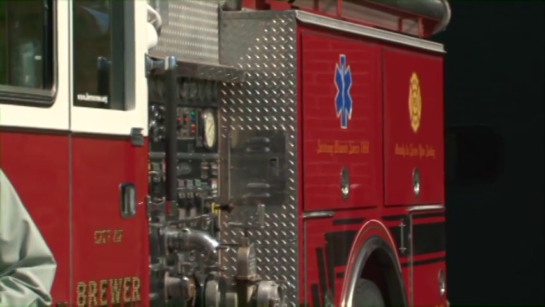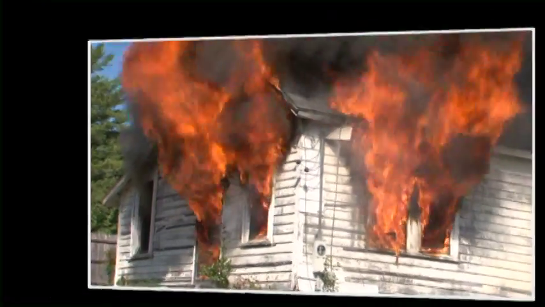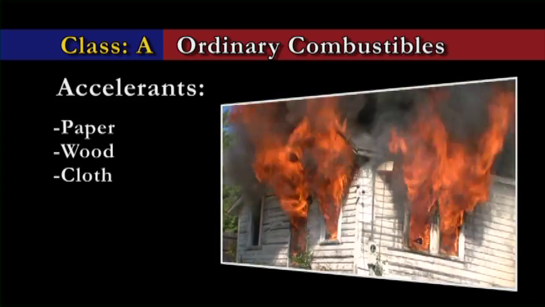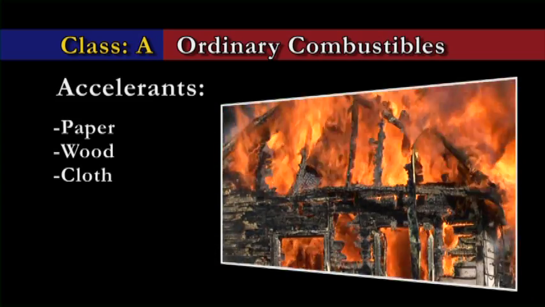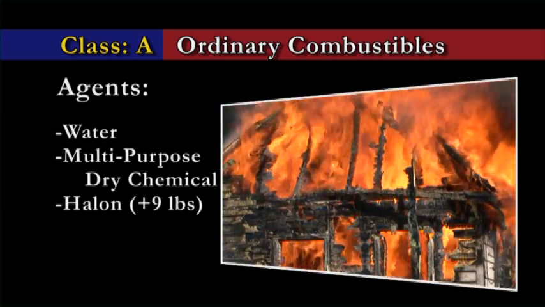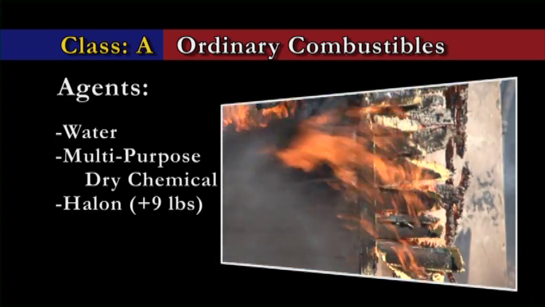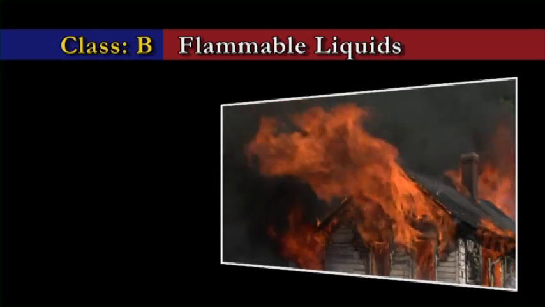Okay, now that we've roughly looked at the types of fires, let's take a closer look at each one and discuss the agents used to extinguish each. We'll start with Class A, ordinary combustibles. This includes things like paper, wood, and cloth. The agents used to fight this type of flame would be water, a multi-purpose dry chemical, or a halon greater than 9 pounds. Next is Class B.